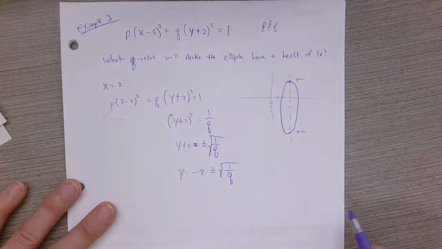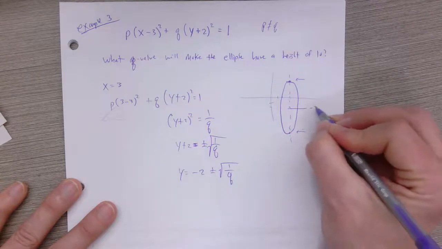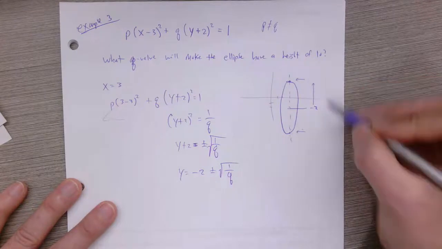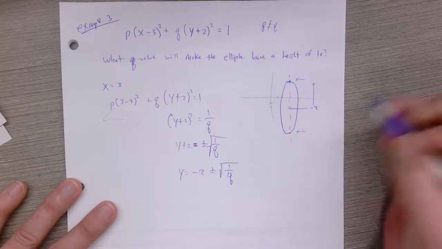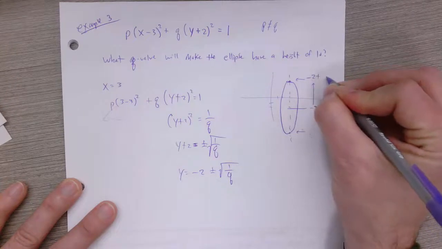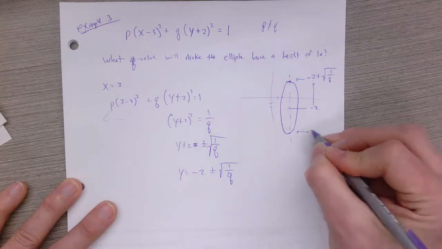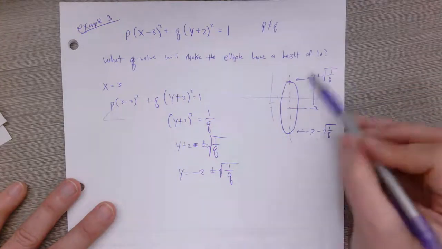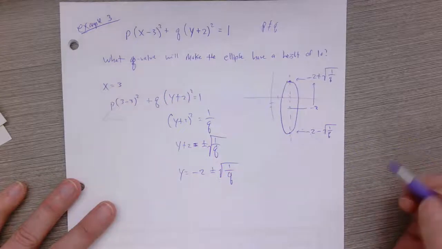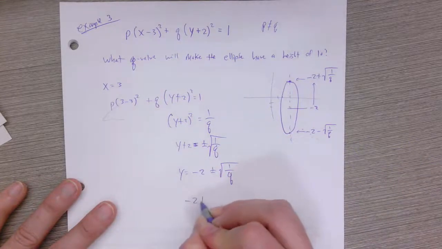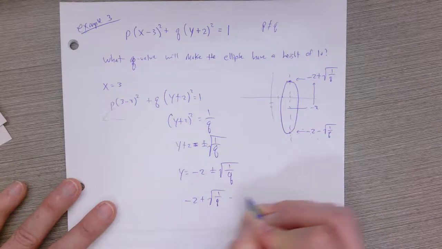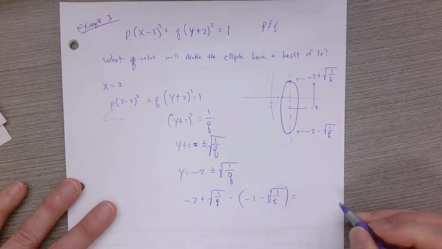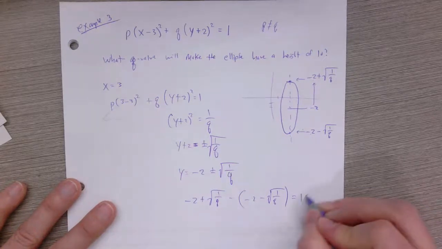All right, so what has this told us? Here is negative 2. So negative 2 plus a value is going to take us to this y value. Negative 2 minus a value is going to take us down here. So here we've got negative 2 plus root 1 over q. Here we've got negative 2 minus root 1 over q. What's the distance between these? Let's do the top one minus the bottom one to get the distance between them. So negative 2 plus root 1 over q minus (negative 2 minus root 1 over q). And that's the distance. And what do I want the distance to be? I want it to be 10.